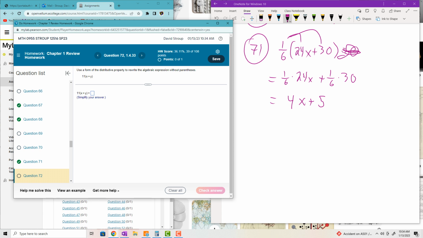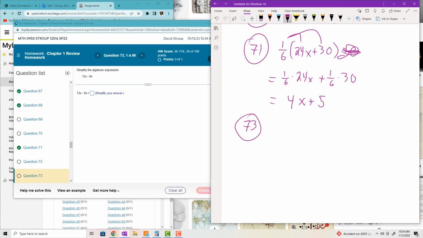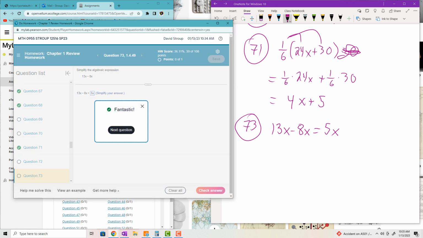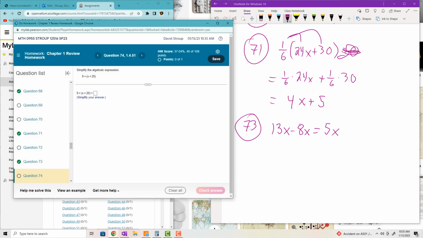Multiple variables, so it'll be 11x plus 11y. Simplifying algebraic expressions now, so 73. What you're doing is combining like terms. So I have 13 x's minus 8 x's. How many x's do I have left over? So that's going to be 5 x's, right? It's like if I have 13 apples and I take away 8 of the apples, how many apples do I have left? I have 5 apples. And how do you think of that? You just think of, well, I'm subtracting 13 minus 8.